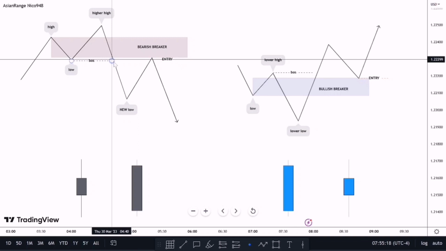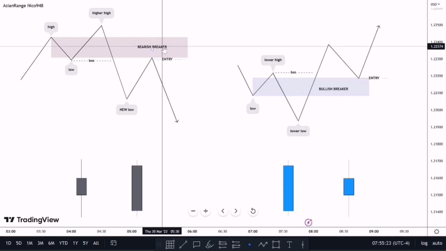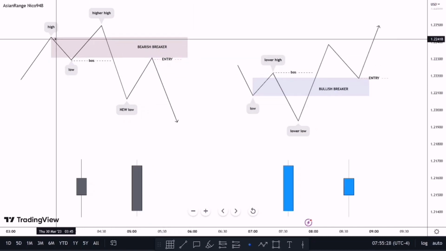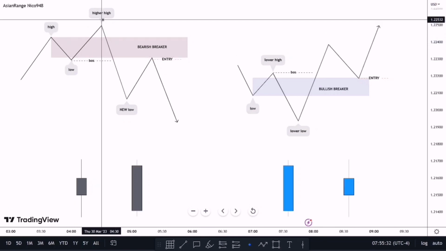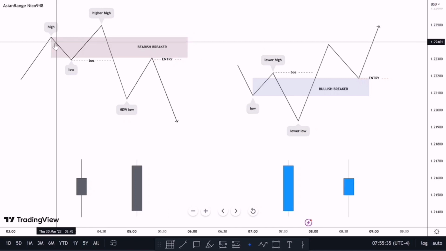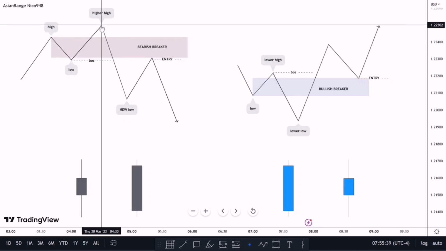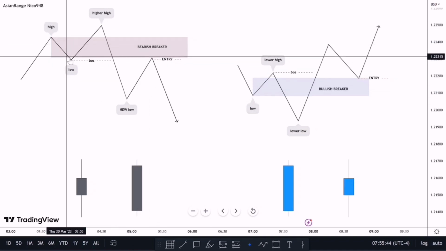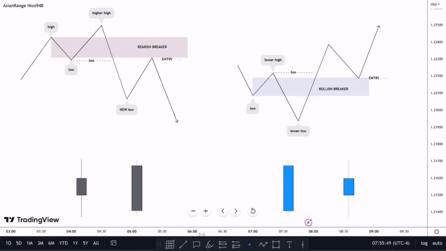And then from there, we're going to wait for price to come all the way back into our bearish breaker block. So what makes our bearish breaker block? It's the down candles between this high and low that created the higher high, right? So it's the down candles within this range that created the higher high. And then once price retraces back into that zone, we will find our entry point to continue price all the way down.